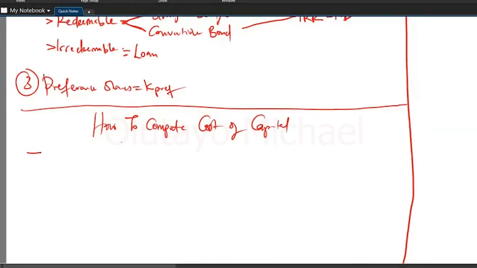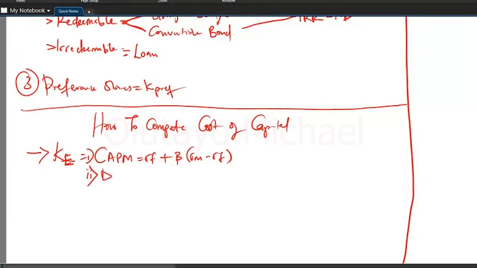Now, the first one is how to compute the cost of equity. The cost of equity can be computed in 2 ways. We can use the capital asset pricing model, which is CAPM, and the formula is the same: risk-free plus beta, return on market minus risk-free. This is CAPM. This is one way. And number 2, we can use the dividend valuation method. These are 2 ways of computing cost of equity.